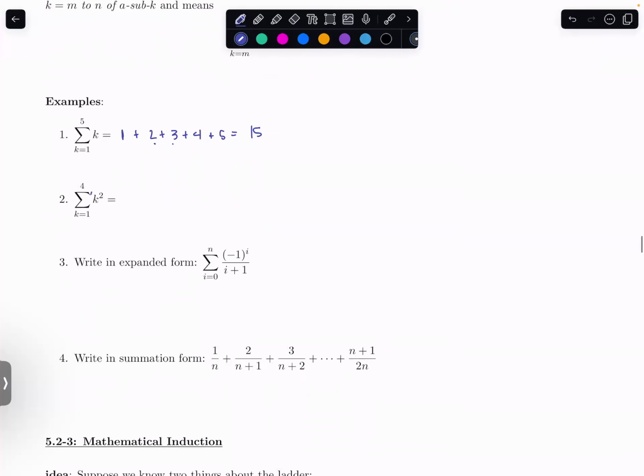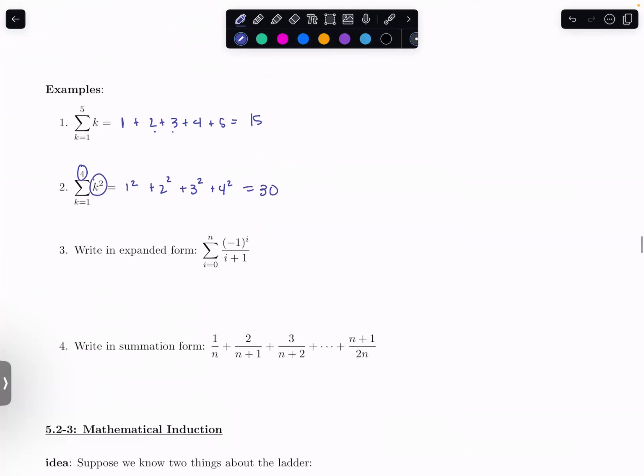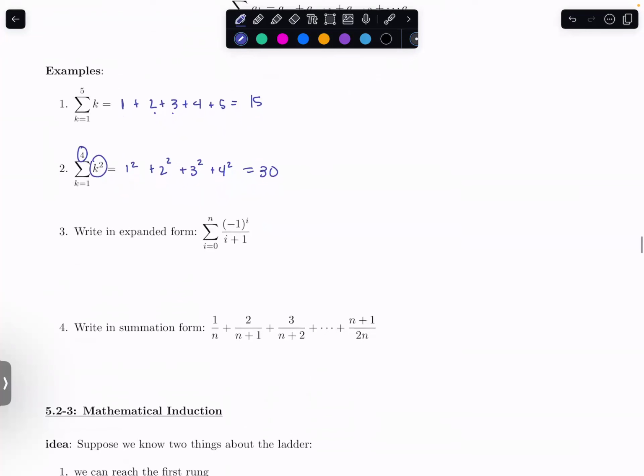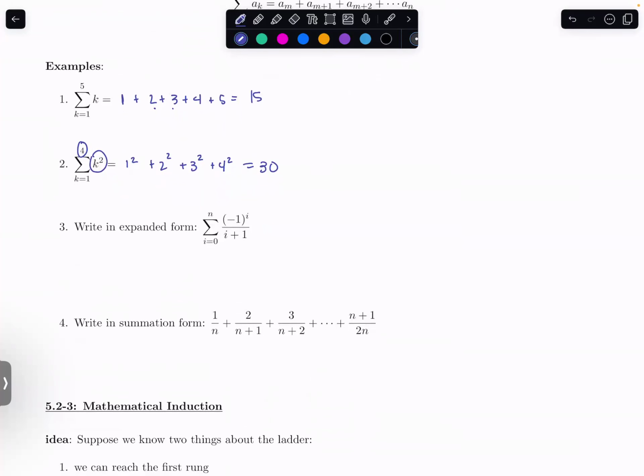Okay, so for this one, the entries are k squared. So we're looking at 1 squared, 2 squared, 3 squared, and I'm stopping when k is 4. So I'm adding all of those things up. That is 30. So it's the sum of the first 4 numbers squared.